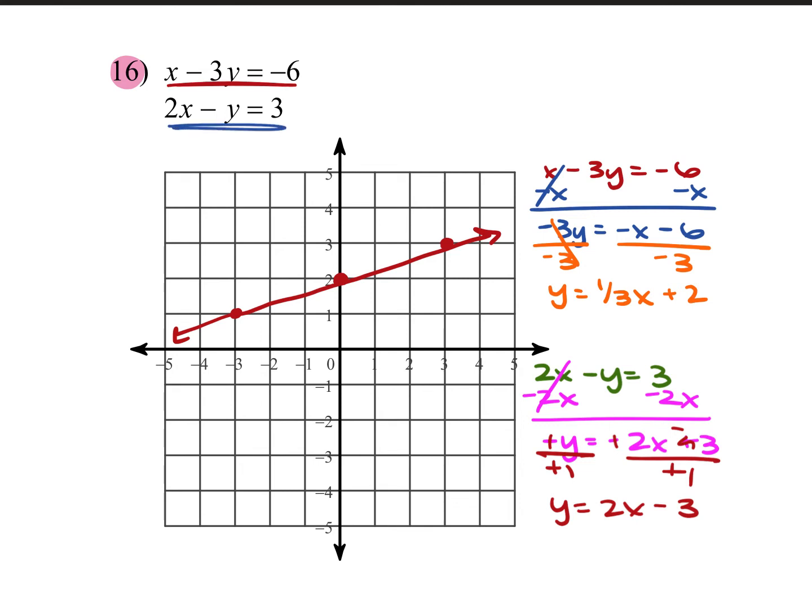So that's going to give us the y-intercept of 0, negative 3. From there, we're going up 2 to the right 1. We also go down 2 and to the left 1. We draw our line through those points. We see that we intersect at 3, 3. So our answer is just the ordered pair 3, 3.